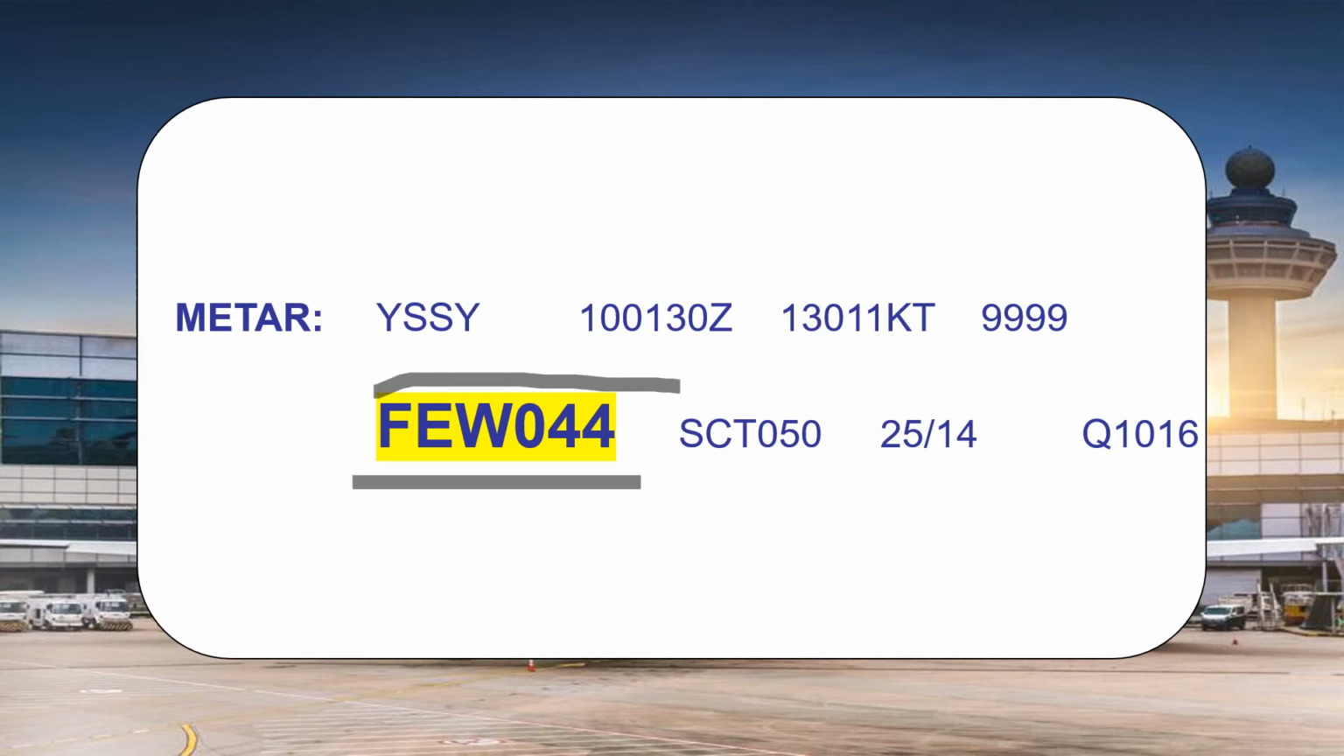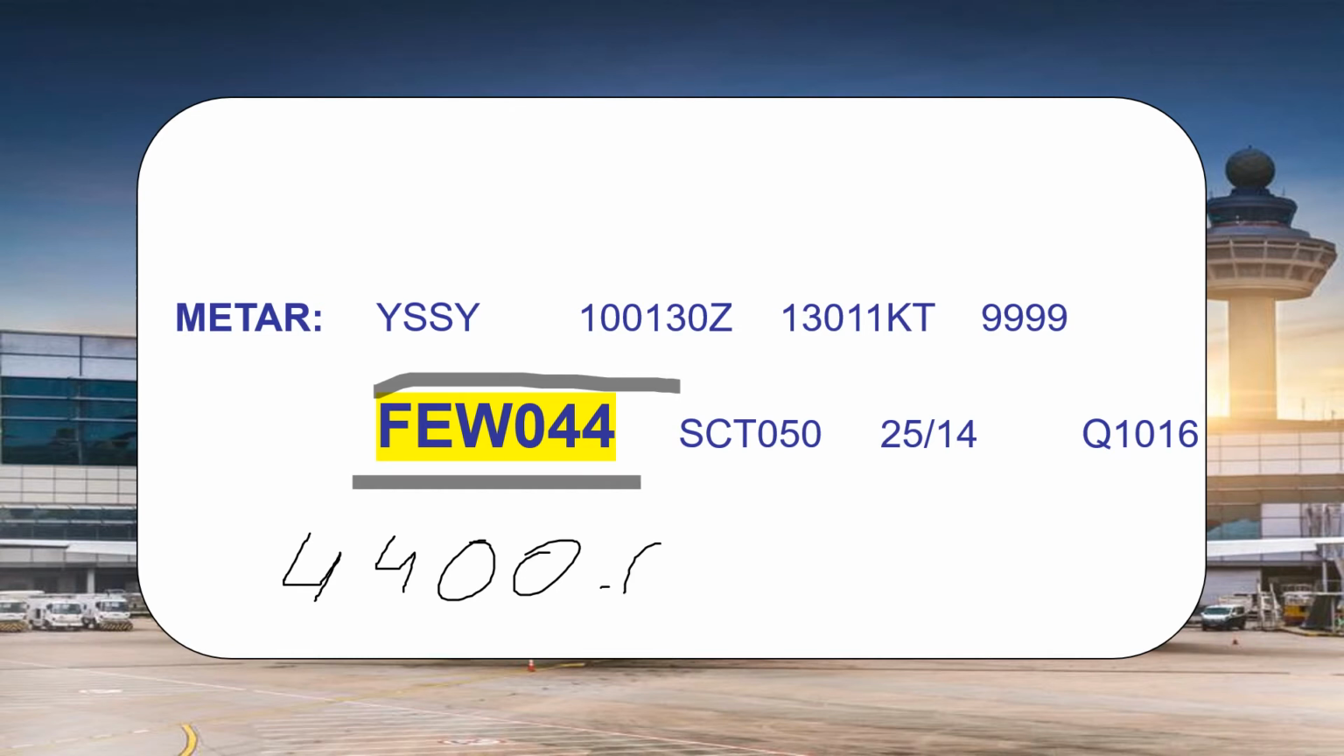Okay, so FEW, few. This means few clouds, which I think is between 1/8 and 2/8 cloud coverage in the sky. Now the 044 behind it is the altitude, and to find out how many feet above sea level that the cloud is, we just add 2 zeros onto the end there.